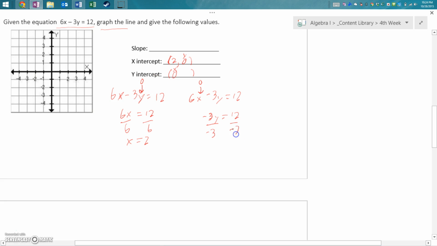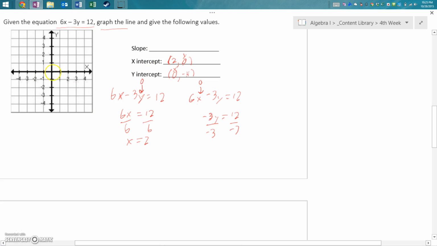So finishing and dividing, that would be a -4. So there's my x and my y-intercept. All right, and that was pretty straightforward. I just put a 0 in for one variable, solve for the other. There's my x value. Put a 0 in for the other, solve for the other. And there's my y value.